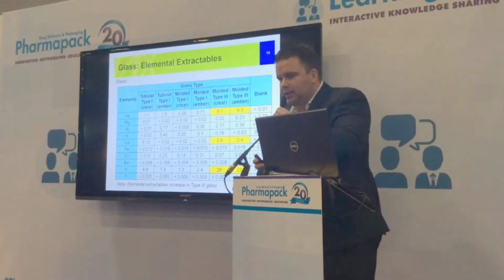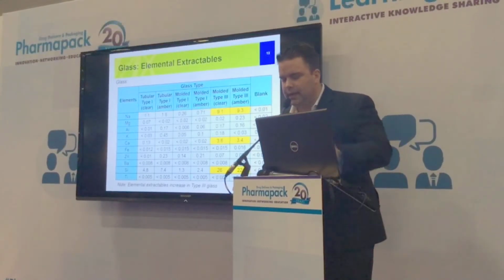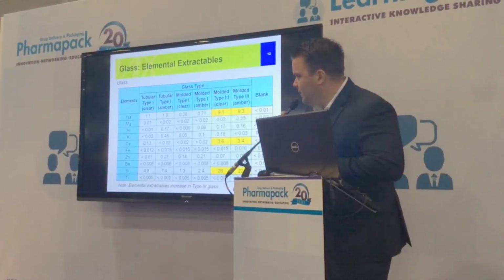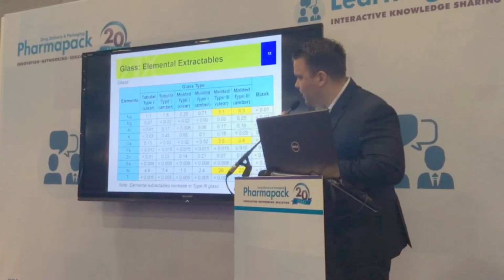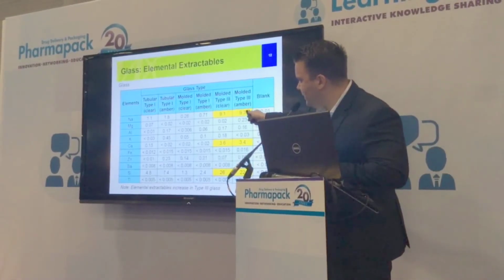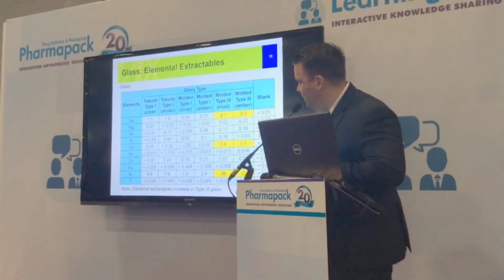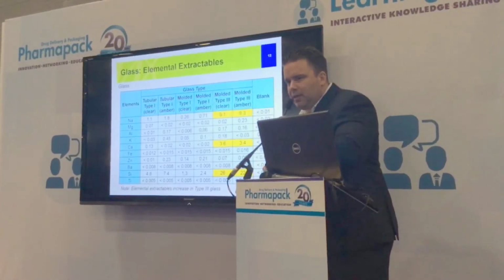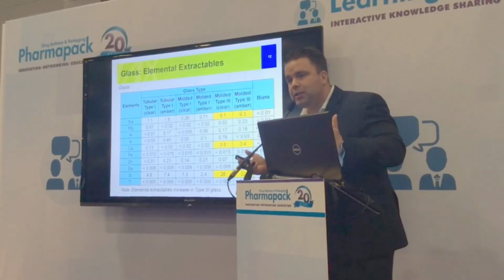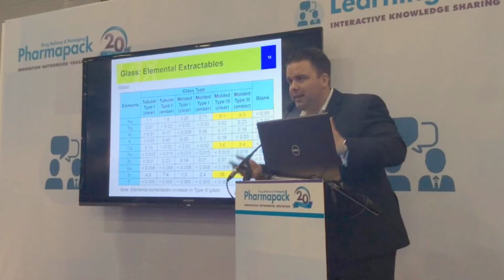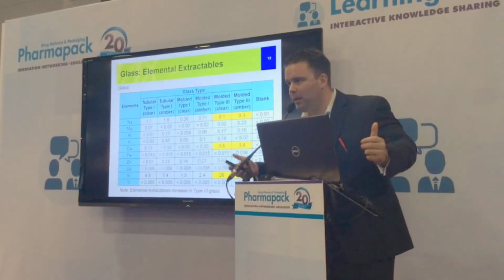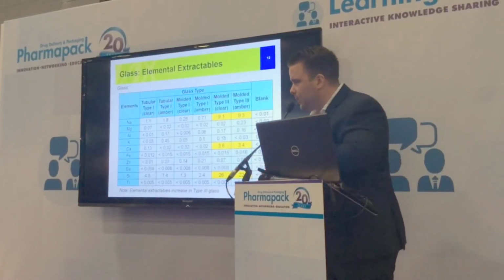Okay, so here are the test results we actually had. A couple of things I want to point out: you see the sodium element. You have much higher amounts in type 3 glass versus type 1 glass, and that's due to the fact that sodium oxide is added much more in type 3 glass. And if you remember why, anybody? It's meant to lower the melting point of type 3 glass.